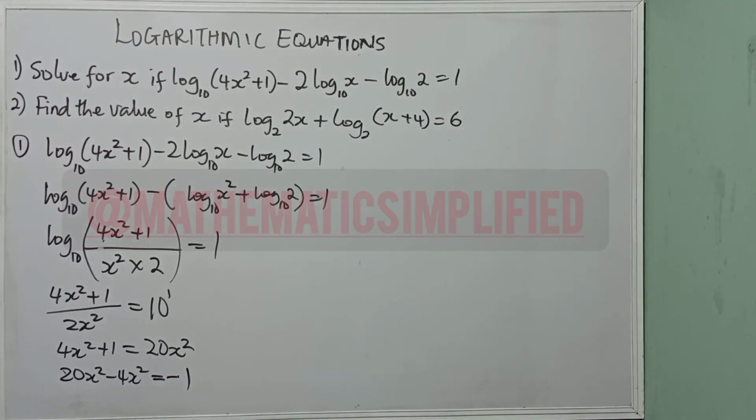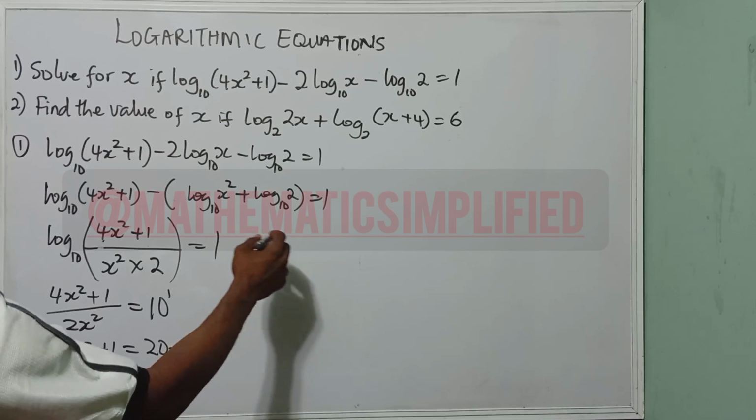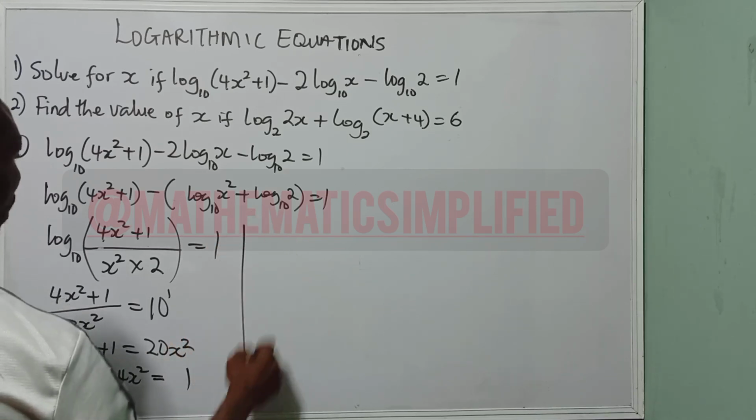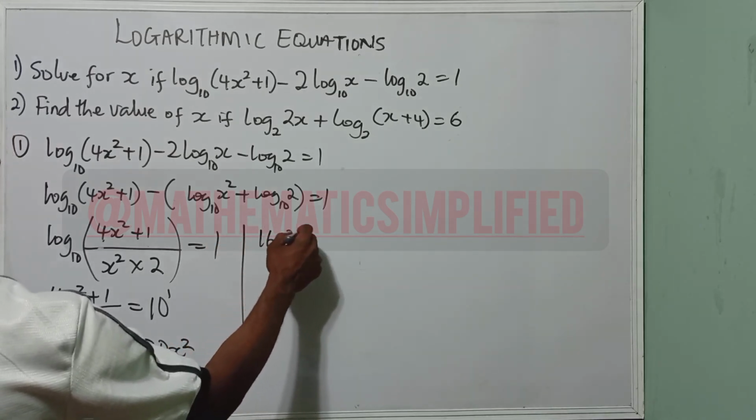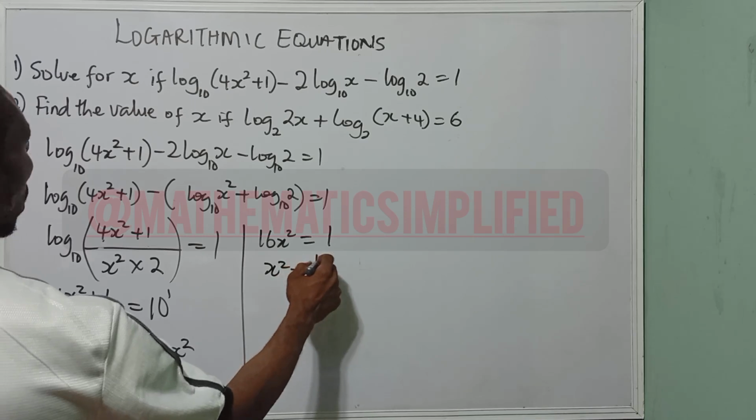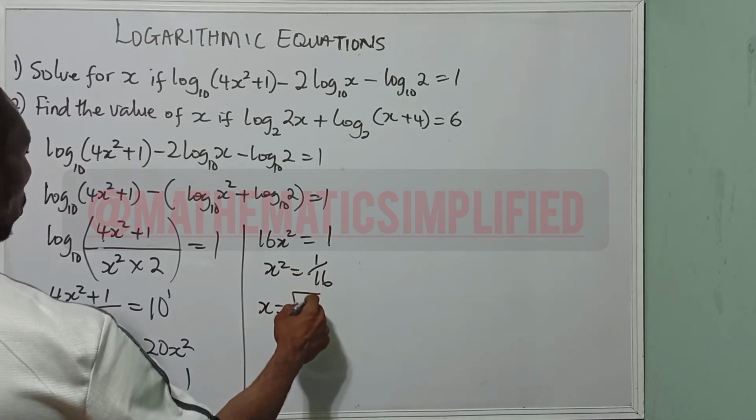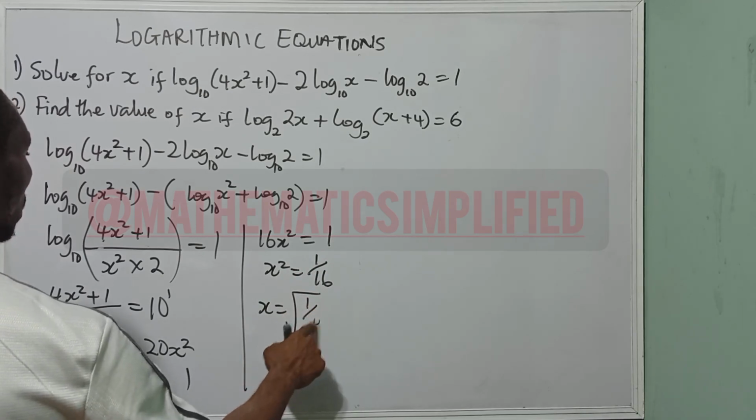Okay, equals 1. 20x squared minus 4x squared equals 1. So from here, next we have 16x squared equals 1. So our x squared equals 1 over 16. So x equals root 1 over 16.